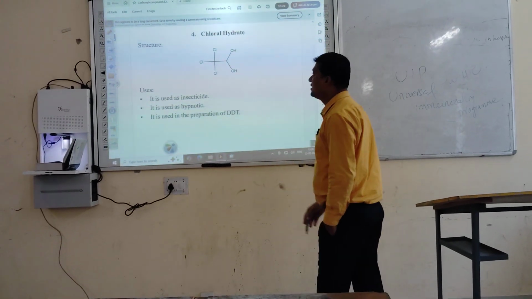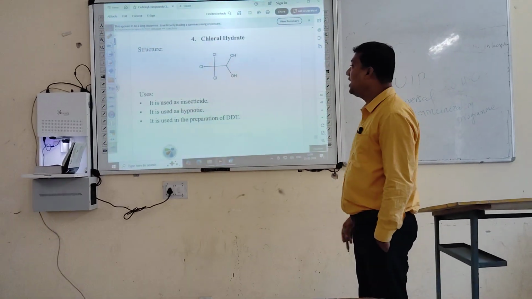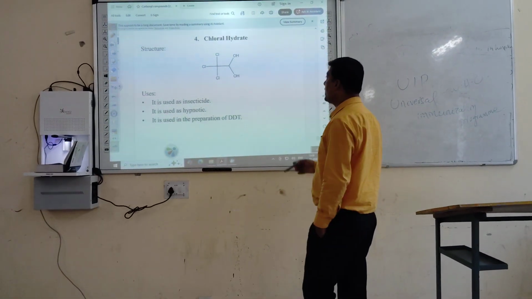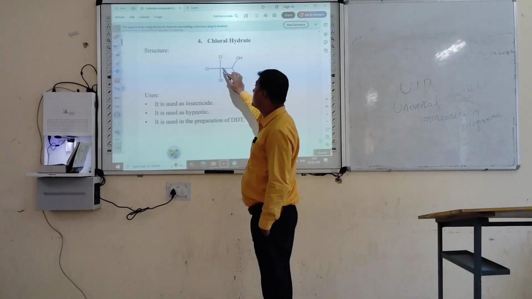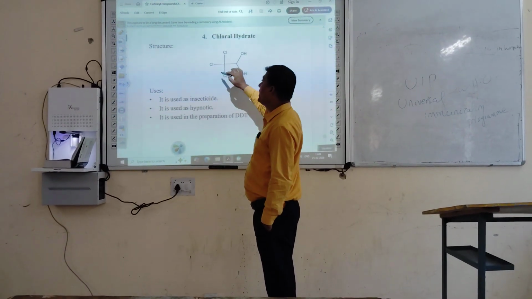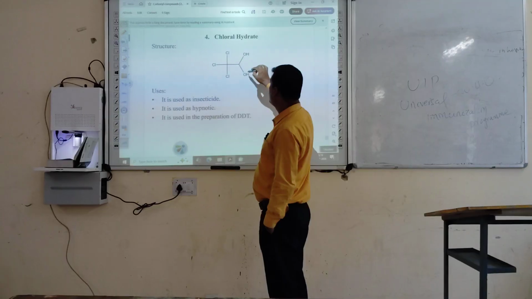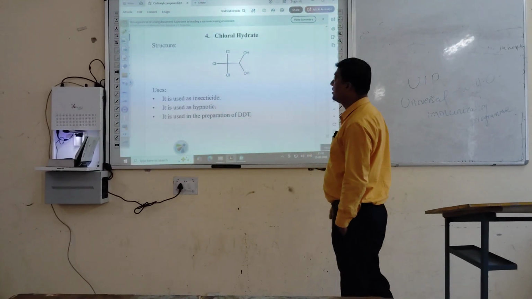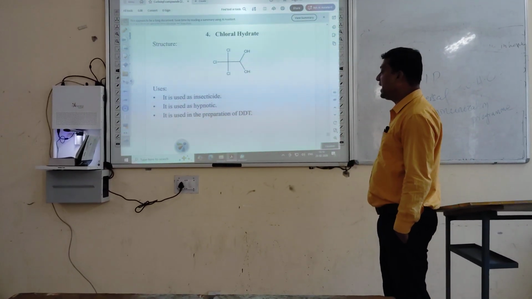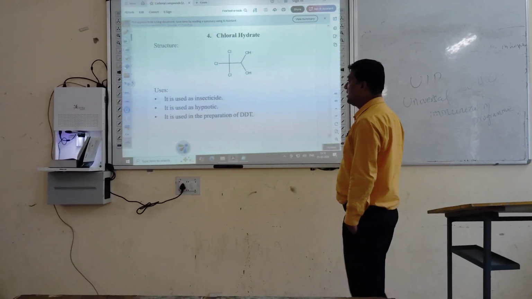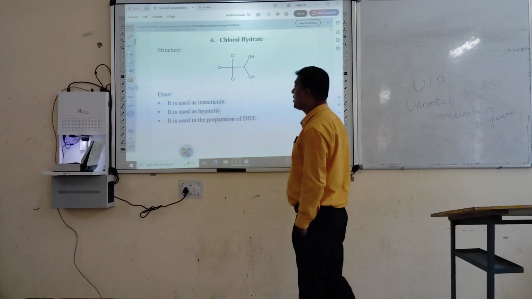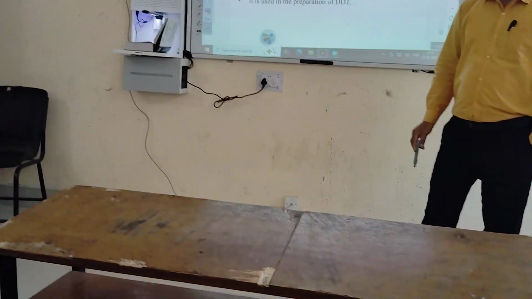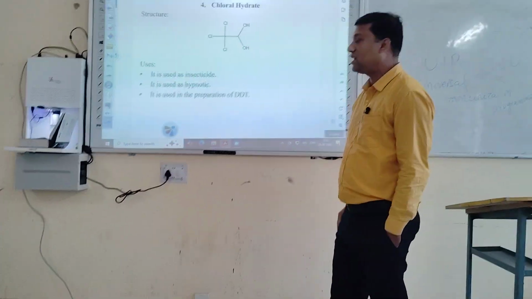Then chloral hydrate. This is the structure of chloral hydrate. 3 chlorine atoms are there. At the center, the carbon atom is there. To the carbon, the 3 chlorine atoms are attached, and 2 hydroxy groups are present. Okay, uses: it is used as insecticide, used as hypnotic, and used in the preparation of DDT, dichloro diphenyl trichloroethane, that is known as DDT.